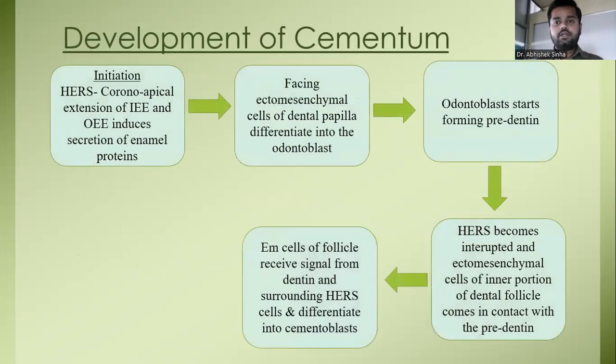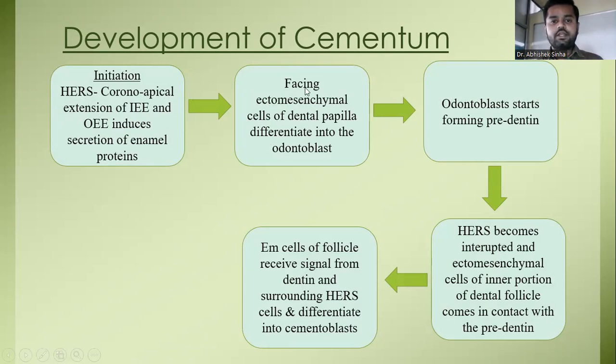So again, let's start with some developmental process here. Now, what is happening? How is cementum being formed? First, there is initiation. HERS means Hartwig's epithelial root sheath. Now, this Hartwig's epithelial root sheath has a coronoapical extension of the inner enamel epithelium, right? So this is inner enamel epithelium and this is outer enamel epithelium. The coronoapical extension of inner enamel epithelium and the outer enamel epithelium induces secretion of something called enamel proteins, right?